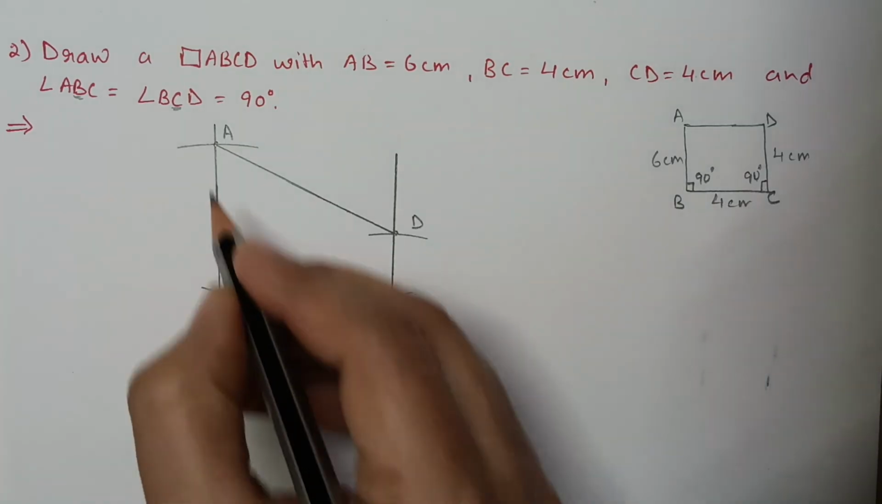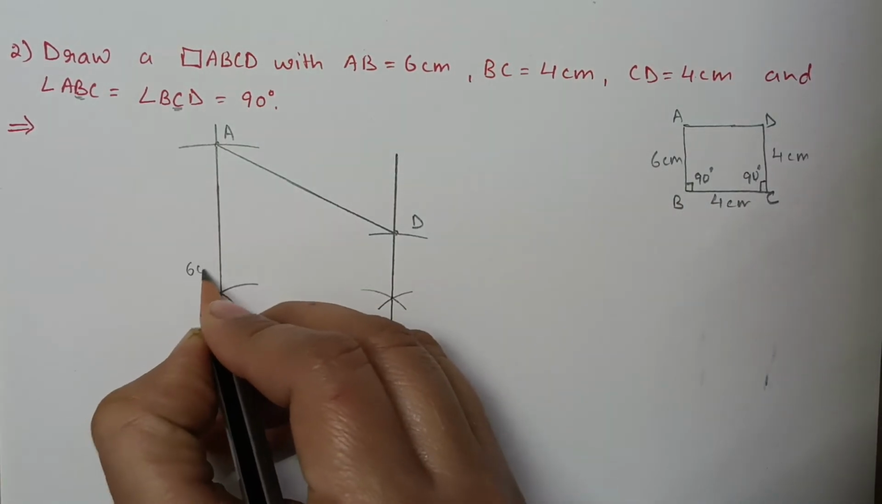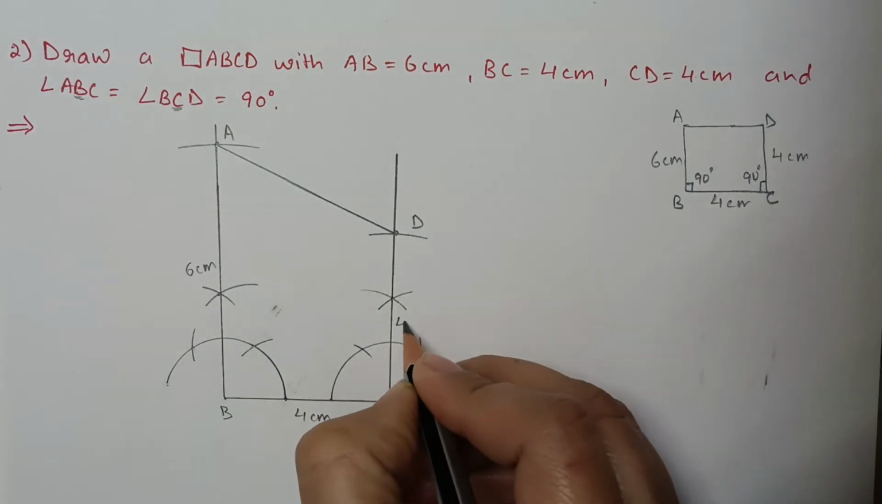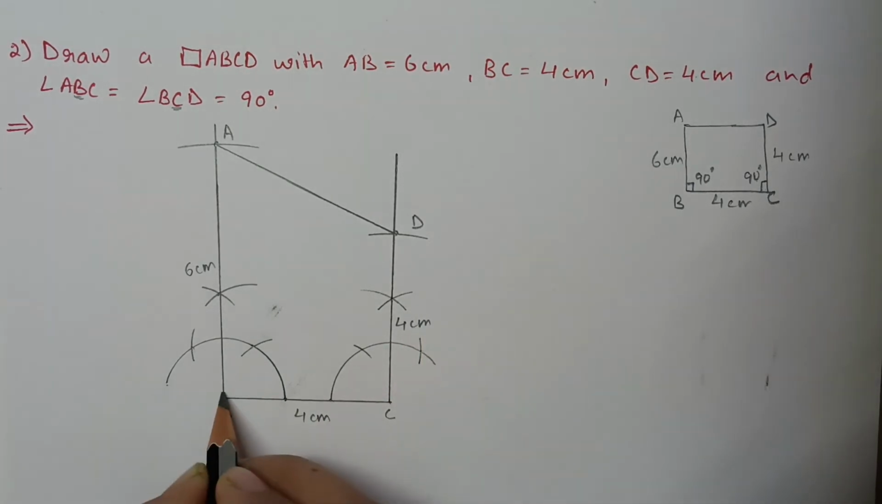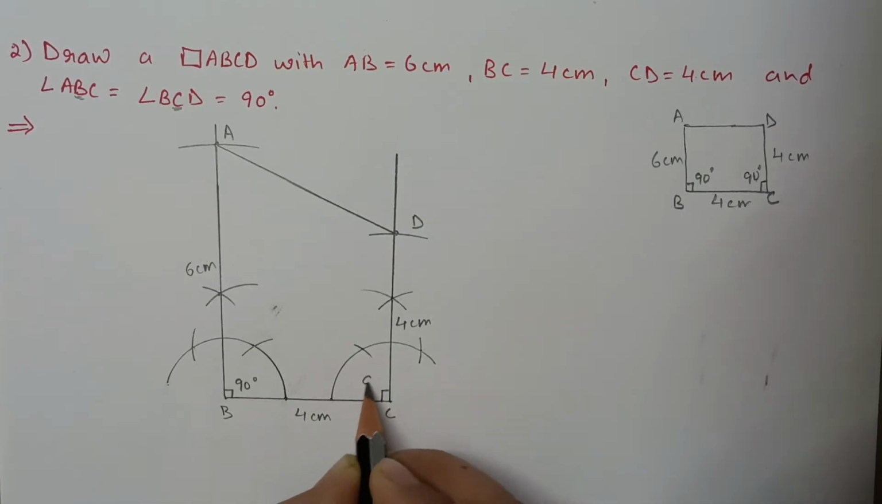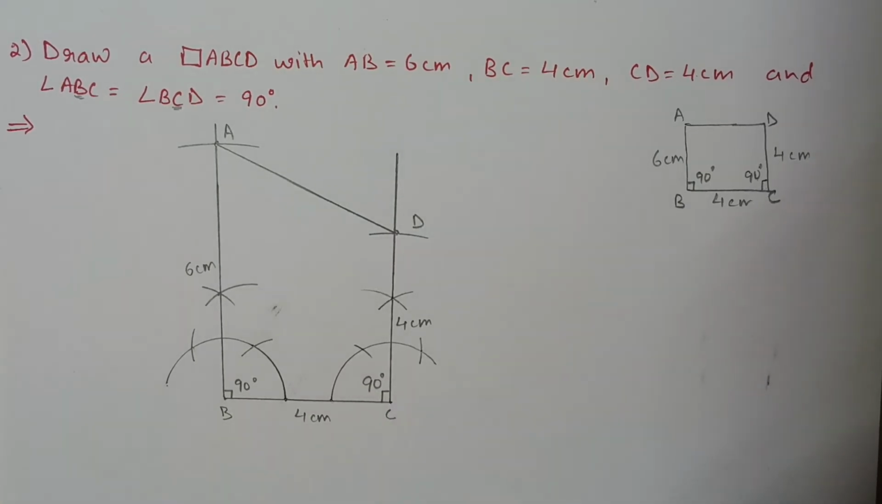Write the measurement. A to B is 6 cm. B to C 4 cm. This is also 4 cm. This angle is 90 degree and C also 90 degree.